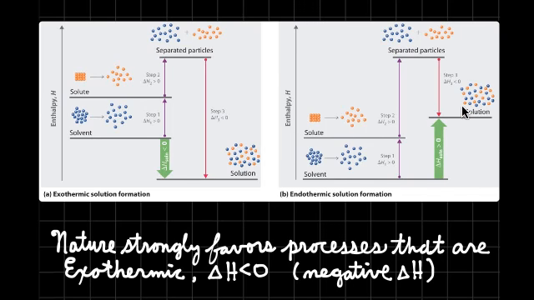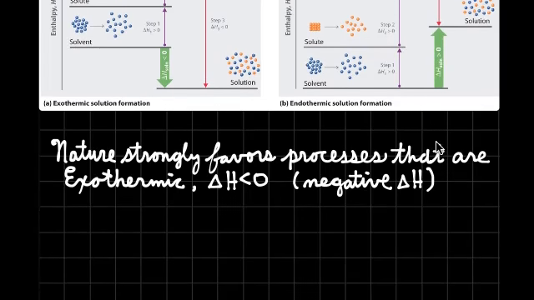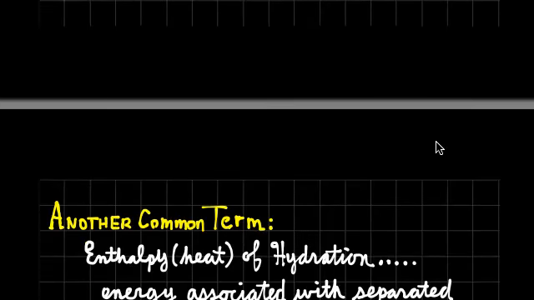If it has a high degree of randomness, there's a good chance that it might decide to go ahead and form. Nature strongly favors processes that are exothermic. So this one would be very favored. This one would be less favored, but there are some good examples of this. Maybe I'll give a demonstration in class with regards to that.